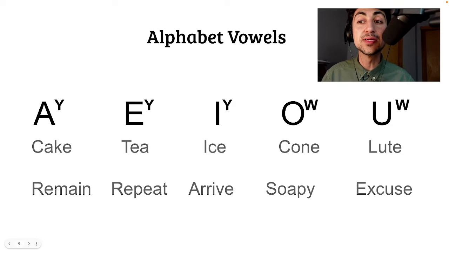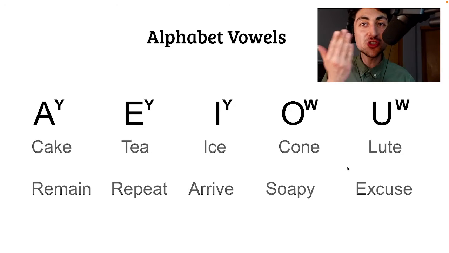Cake or remain. E is a literal vowel sound. Repeat, E is another vowel sound. I, ice, arrive. O, cone, soapy. Here's two examples, cone, soapy. And then "ooh," loot, or it's like "you." It's like "ooh," something like that. Not exactly like "you," but loot, excuse. That's like straight out of the alphabet.